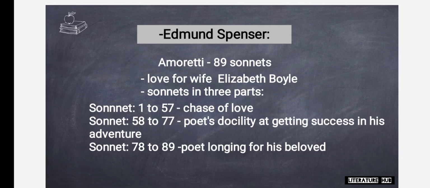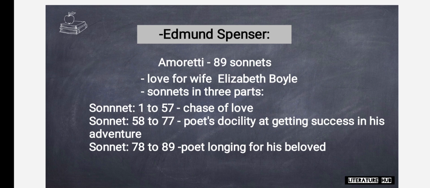Next is Edmund Spenser, called the poet's poet by Charles Lamb. He is known for his collection of sonnets titled Amoretti, which means little love. In this sonnet sequence, he shows his love for his wife Elizabeth Boyle. It contains 89 sonnets, and these sonnets can be divided into three parts.